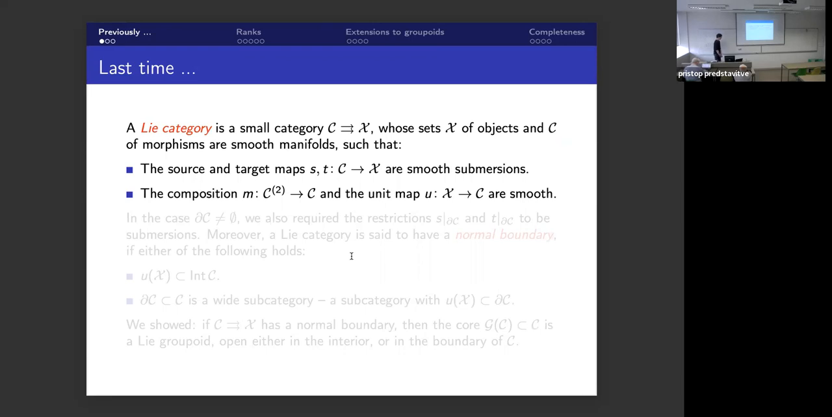So first of all, let's briefly repeat what was done the previous time. We defined a Lie category to be a small category whose sets of objects and morphisms are smooth manifolds. A category being small merely means that the objects and morphisms constitute sets, not classes, right?